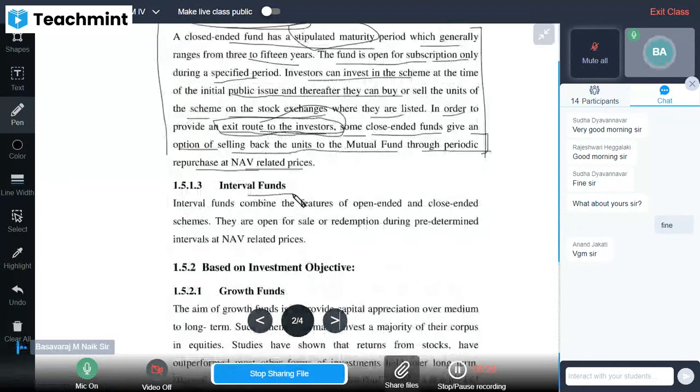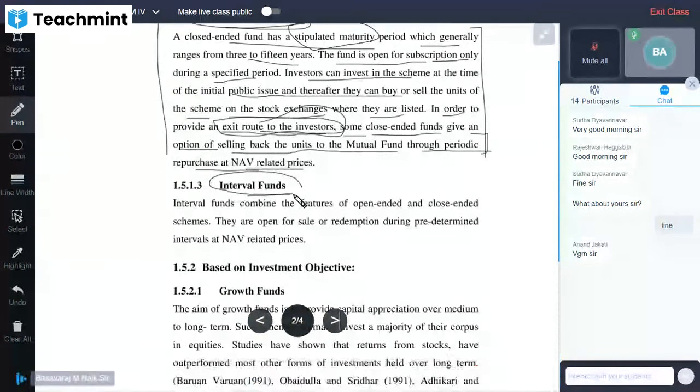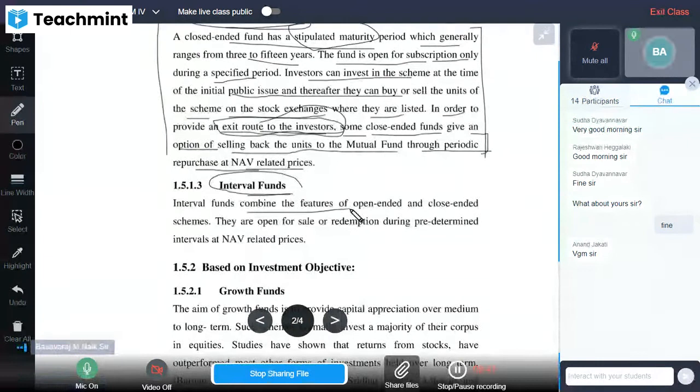Next one, interval funds are there, right? It's a mixture of open-ended and close-ended funds. We can say that Reliance Yearly Interval Fund Series 1 is an example, so that we can understand how interval funds are structured. Interval funds combine the features of open-ended and close-ended. They are open for sale or redemption during predetermined intervals at an NAV related price.